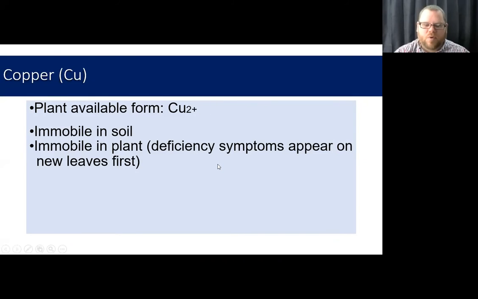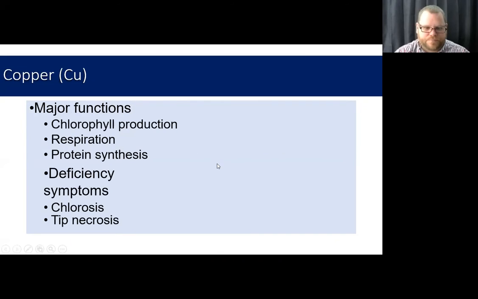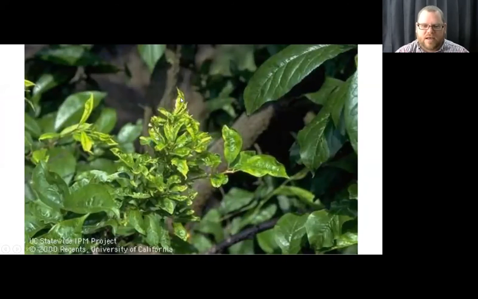Copper is immobile in both soil and plant. Its major functions are chlorophyll production, respiration, and protein synthesis. The deficiencies that we might see with copper are chlorosis and tip necrosis. The tips of the plants are going to start to die off if there's a copper deficiency.